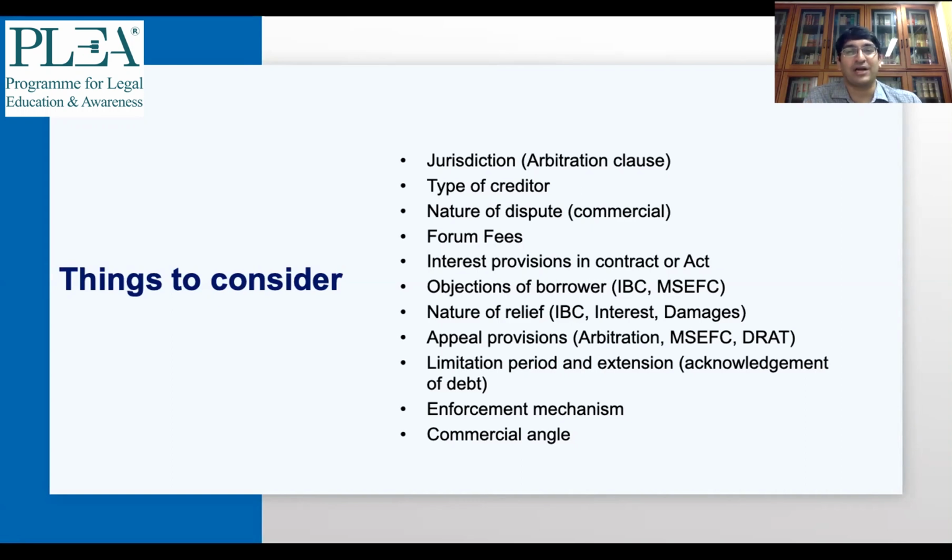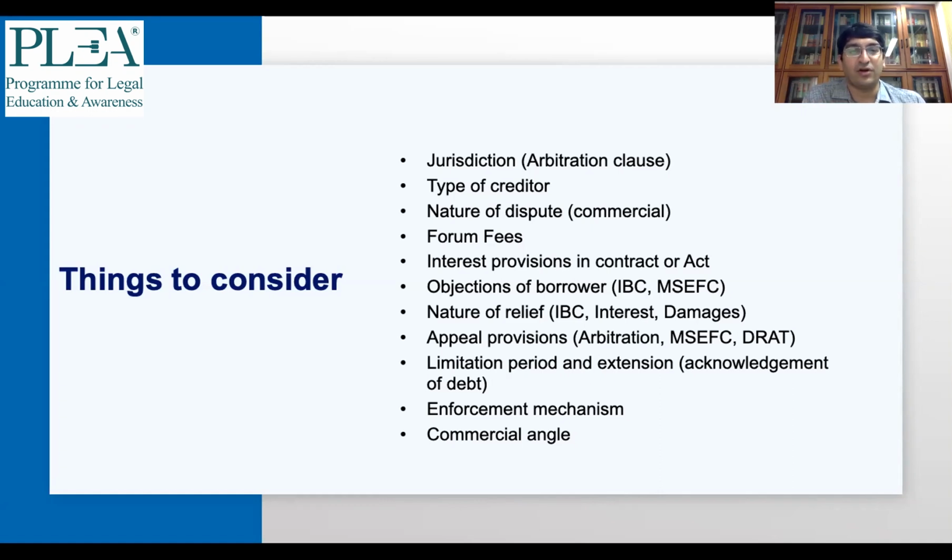Appeal provisions are again very important. Like I said, in case of arbitration, you cannot file an appeal on merits, right? So that could be an important factor, because in civil court, you may challenge it on merits, and in the appellate proceedings, the matter is going to get prolonged. So arbitration could be considered. Same thing with MSME, because an MSME order is effectively an arbitral order. When it comes to DRAT, if someone wants to challenge the DRT order and is a debtor, he has to deposit 50% of the amount before the DRAT in order to file his petition. So these are all factors you need to keep in mind.